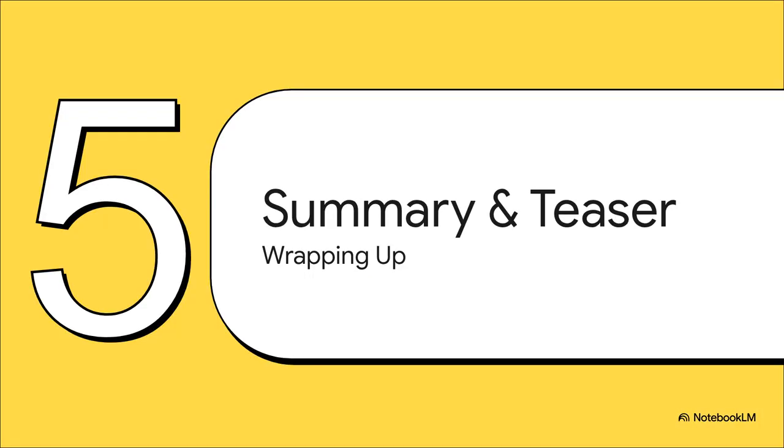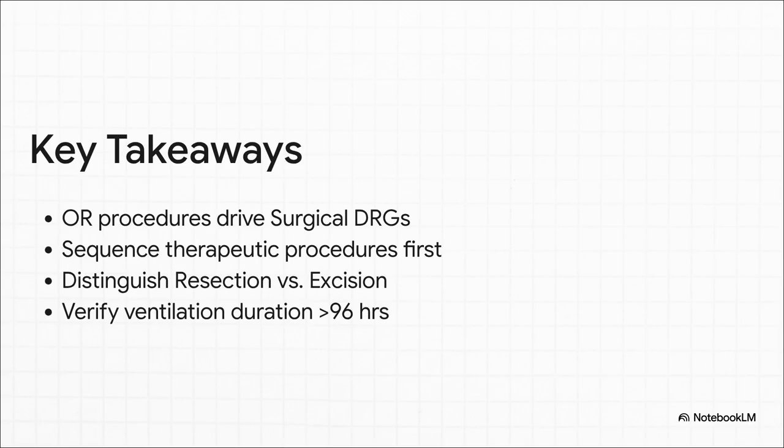All right, Section 5, Summary and Teaser. We've covered a ton of ground today, so let's consolidate this into a few actionable takeaways. Here are your main takeaways. Remember, major OR procedures drive surgical DRGs, overriding medical principal diagnosis completely. Sequence those therapeutic procedures first. You need to flawlessly distinguish between root operations like resection versus excision, and please meticulously verify mechanical ventilation duration, especially to catch if it crosses that 96-hour threshold and triggers a pre-MDC tracheostomy override.